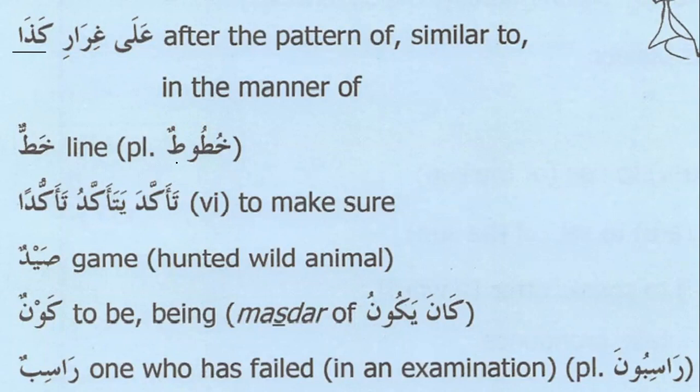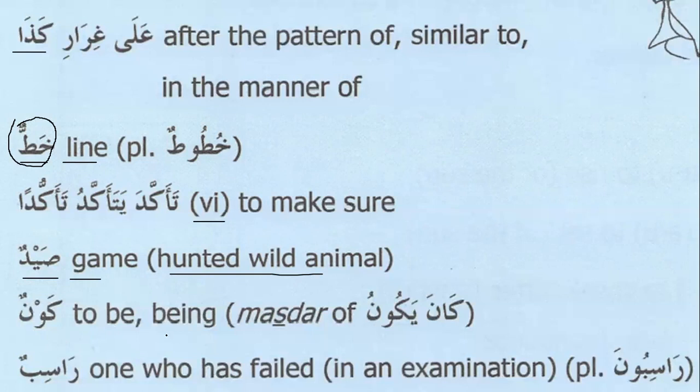Khattun, and the plural is khututun. Khattun is used for line, and it is also used for handwriting. Khattuka jamilun, your handwriting is beautiful. So it is used for handwriting, and it is also used for the line. Ta'akkada yata'akkadu, ta'akkudan, verb form number 6, to make sure. Saydun, game or hunted wild animal.